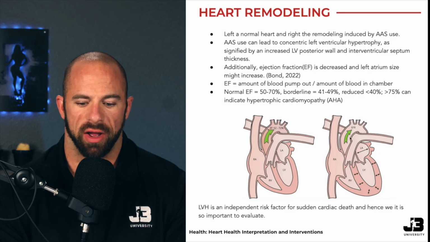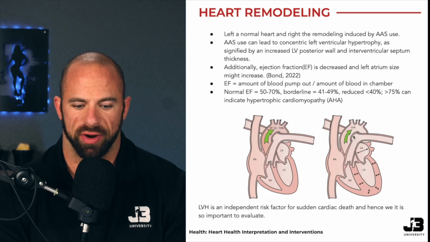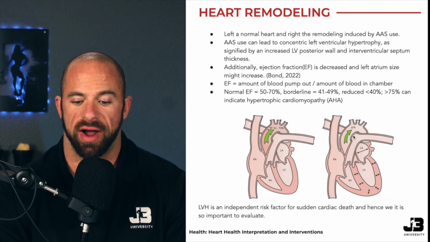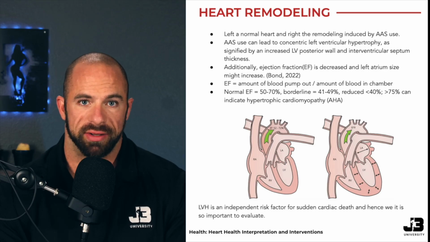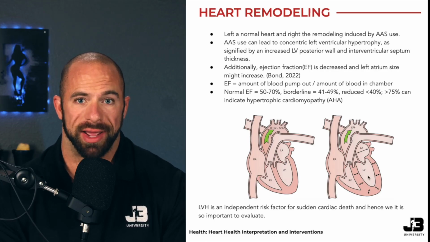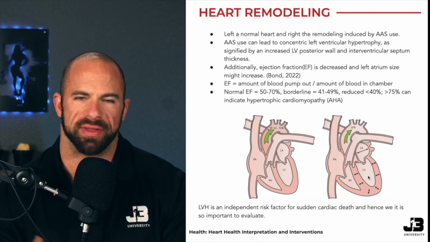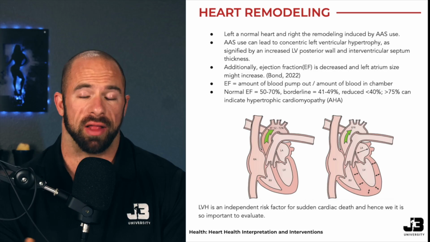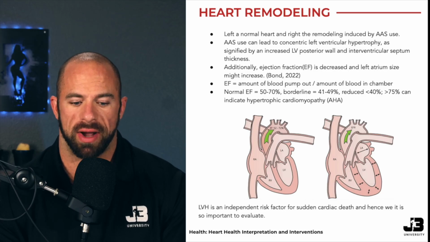So we see left ejection fraction decrease. And the ejection fraction here is the amount of blood pumped out divided by the amount of blood in the chamber. So we're seeing a lot of blood left in the chamber and not a lot able to be pumped out. This means this ventricle is not very efficient in doing so. We're not getting a lot of blood flow to the rest of the body.